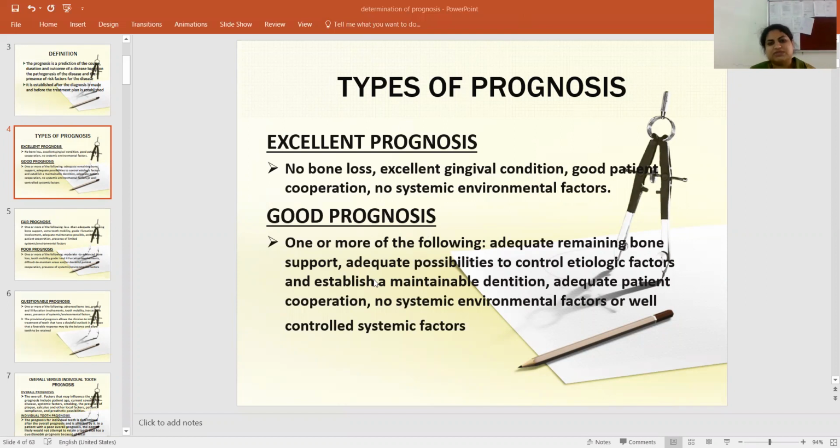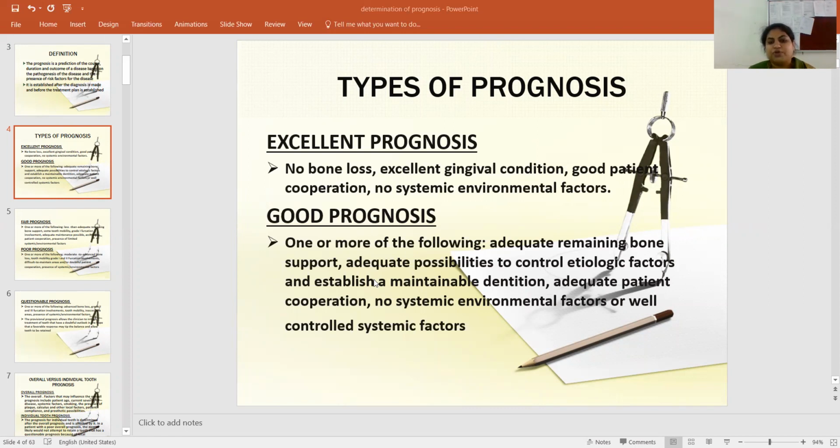Now the good prognosis means there should be one or more of the following: adequate remaining bone support. If etiological factors are present, there is a good chance to control them and establish a maintainable dentition. There should be adequate patient cooperation. There should be no systemic or environmental factors, and if they are present, they should be well controlled.